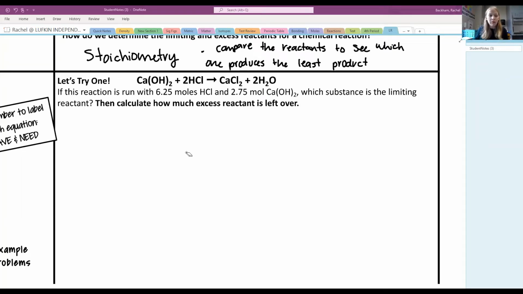Thankfully on this problem, if you notice, the reaction is already given to us. So we don't have to draw the reaction or write the reaction, and we also don't have to balance the equation, because if you notice, it's already given to us. So let's go ahead and read the problem. If this reaction is run with 6.25 moles of HCl and 2.75 moles of calcium hydroxide, which substance is the limiting reactant? Then calculate how much excess reactant is left over.